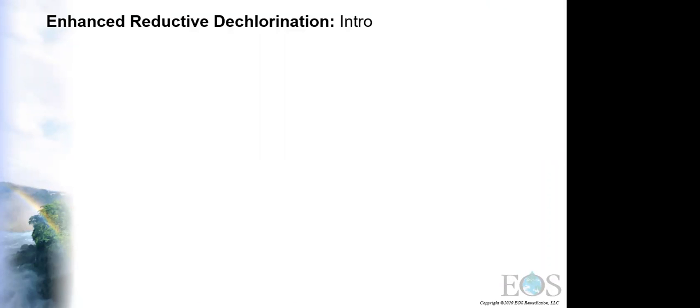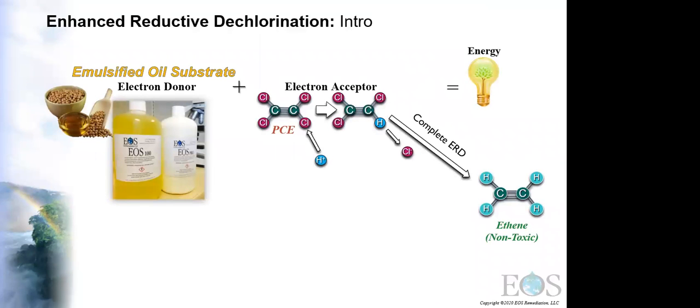So now I'm going to dive right into the presentation. I want to do a little introduction on enhanced reductive dechlorination for those of you who might need a little review, not trying to insult anyone's intelligence here. For ERD, you need an electron donor and you need an electron acceptor. In the case of our products, that electron donor would be EOS, the emulsified oil substrate. We have a couple of varieties of EVO that you can use, but those would be the electron donor. The electron acceptor would be the contaminant, our chlorinated solvent of concern, PCE, TCE, and its daughter products.